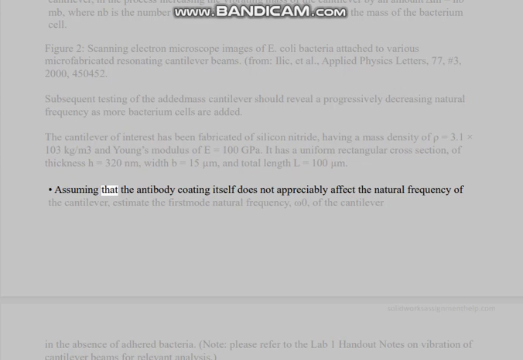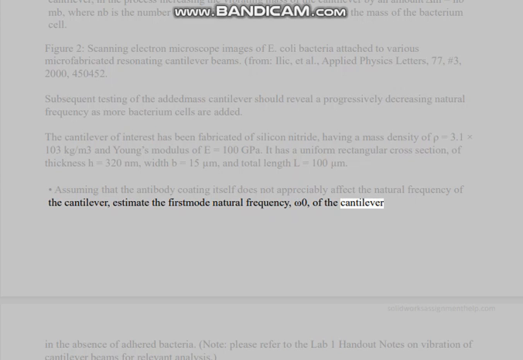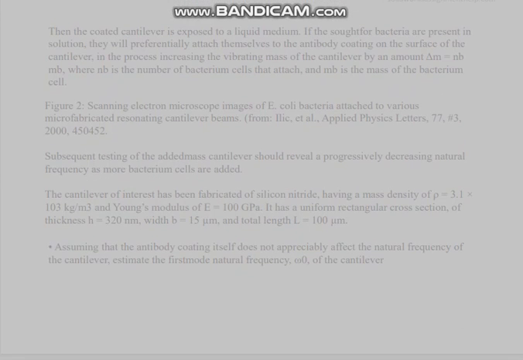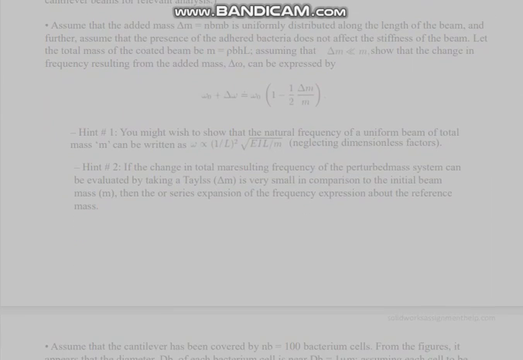One, assuming that the antibody coating itself does not appreciably affect the natural frequency of the cantilever, estimate the first mode natural frequency, ω0, of the cantilever in the absence of adhered bacteria. Note, please refer to the Lab 1 handout notes on vibration of cantilever beams for relevant analysis.